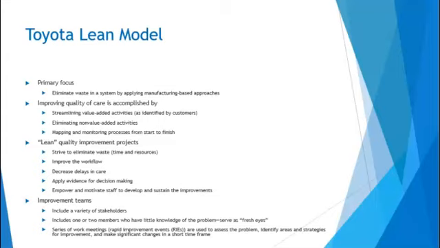Lean quality improvement projects strive to eliminate waste, meaning time and resources, improve the workflow, decrease delays in care, apply evidence for decision making, and empower and motivate staff to develop and sustain improvements. Improvement teams typically include a variety of stakeholders, one or two members who have little knowledge of the problem because they can serve as fresh eyes, and then a series of work meetings to assess the problem, identify areas and strategies for improvement, and make significant changes in a very short time frame.